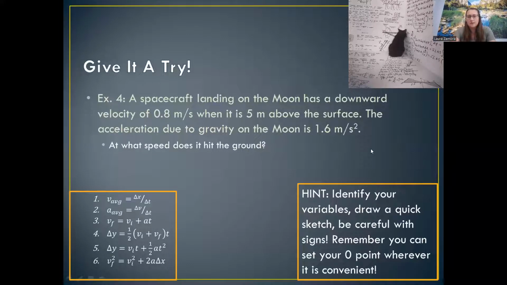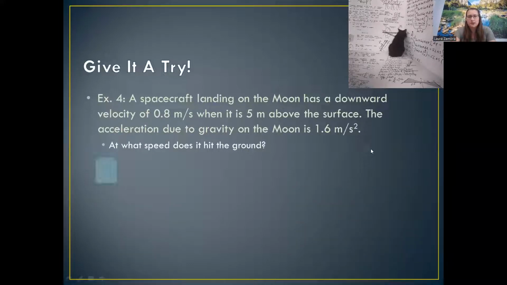Let's talk about it. So here is my spacecraft. It is landing, so it's traveling downward with a velocity of 0.8 meters per second. So that means our velocity is negative 0.8 meters per second. I'm using the standard convention of up is positive, down is negative. It is at a height of 5 meters above the surface.